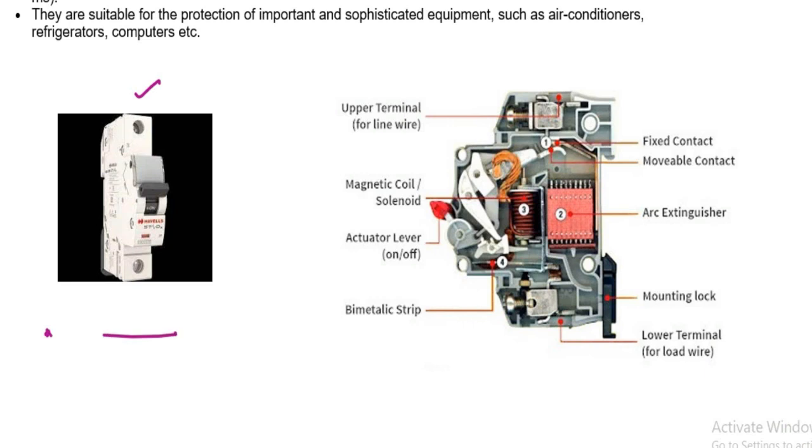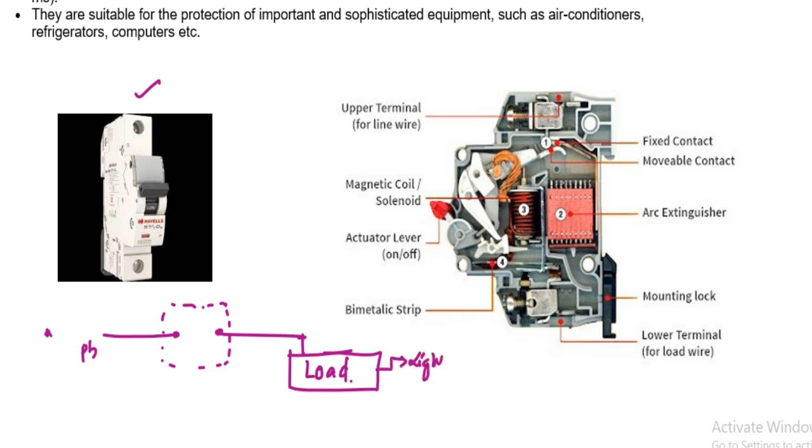Let us consider a phase line here. This is a phase, and we have connected an MCB before our load. Load is nothing but any lighting or fan loads, lights or fan. So before going to the load, we are going to connect an MCB.